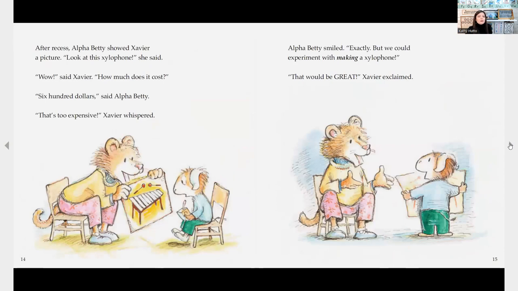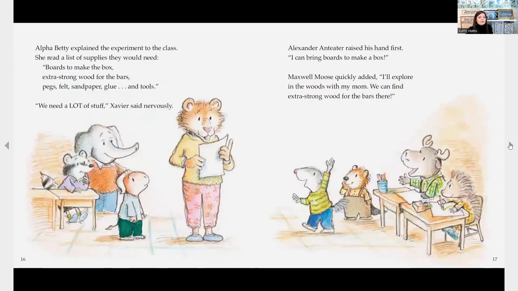After recess, Alphabetti showed Xavier a picture. "Look at this xylophone," she said. "Wow," said Xavier. "How much does it cost?" "$600," said Alphabetti. "That's too expensive," Xavier whispered. Alphabetti smiled. "Exactly, but we could experiment with making a xylophone for you, Xavier." "That would be great."